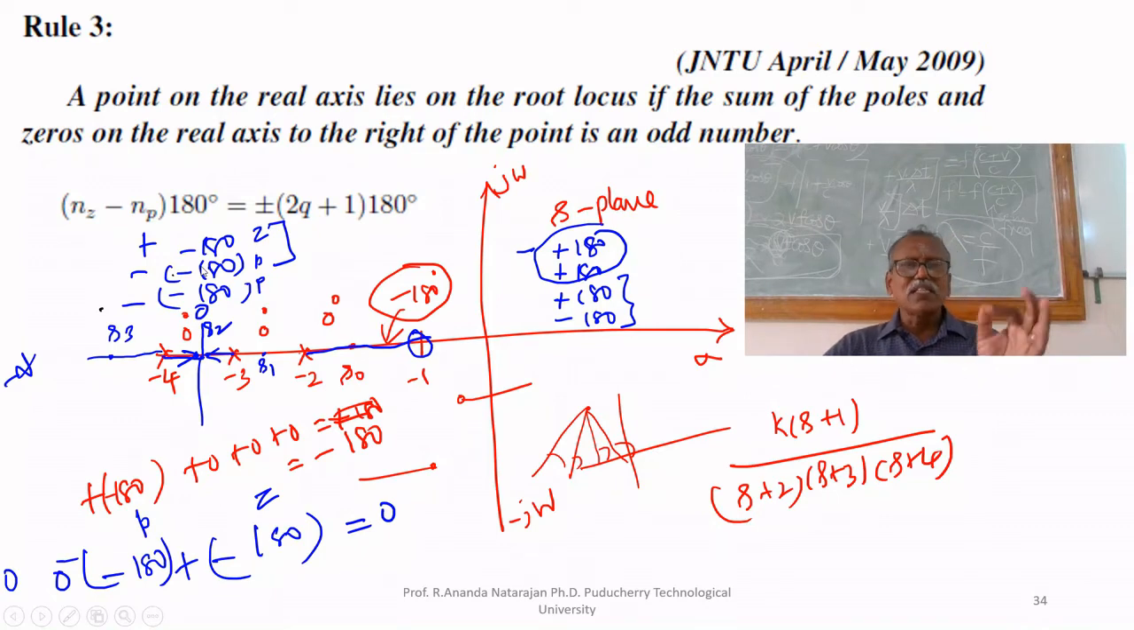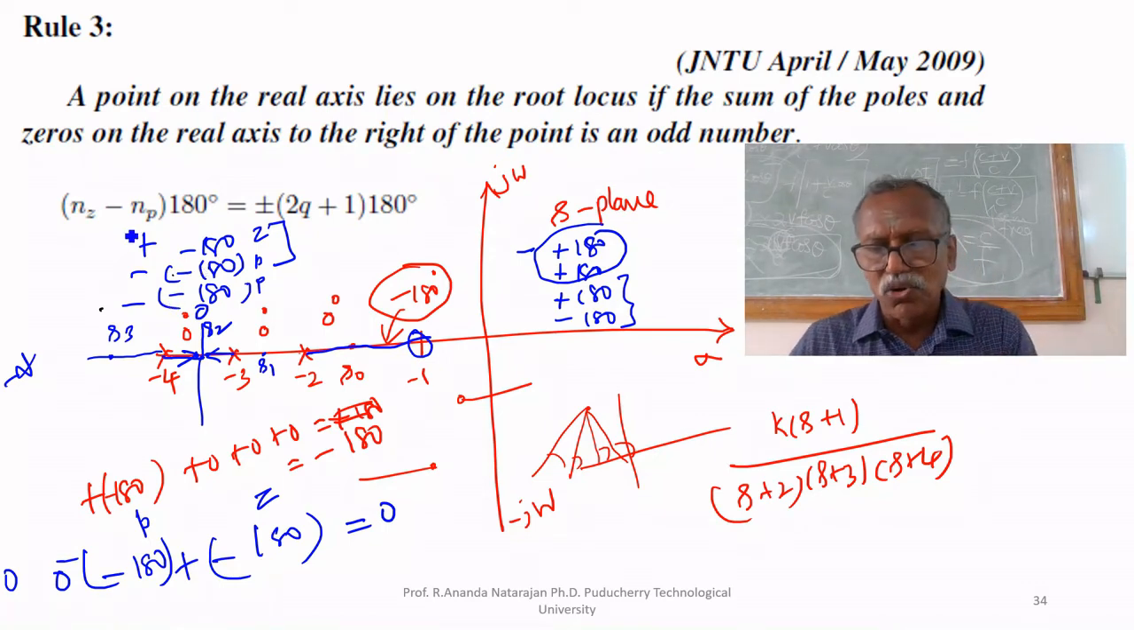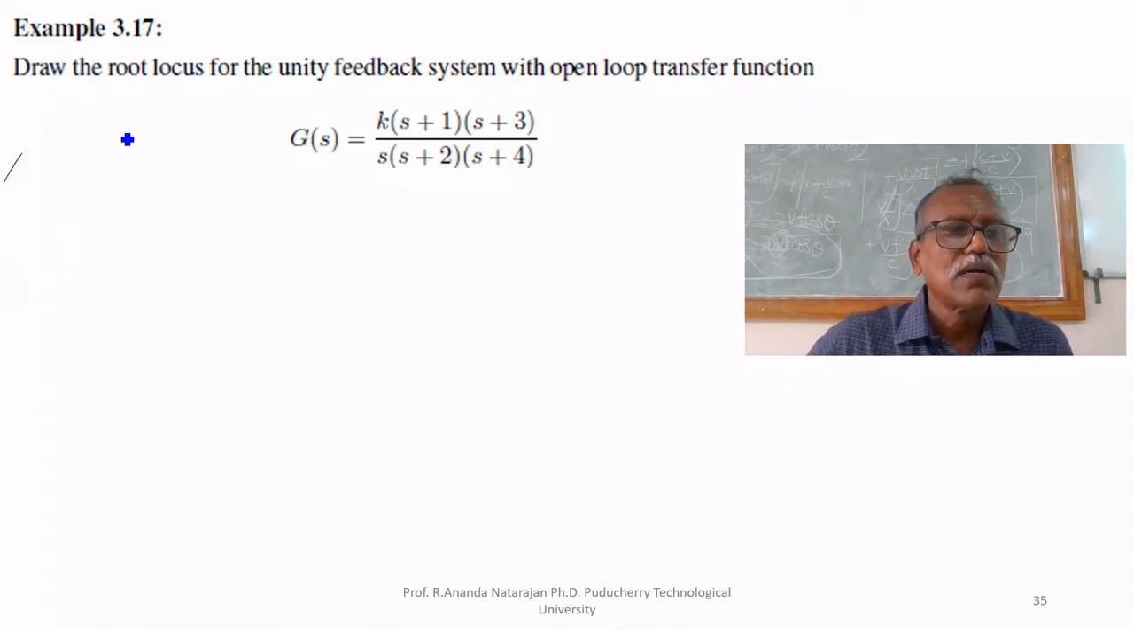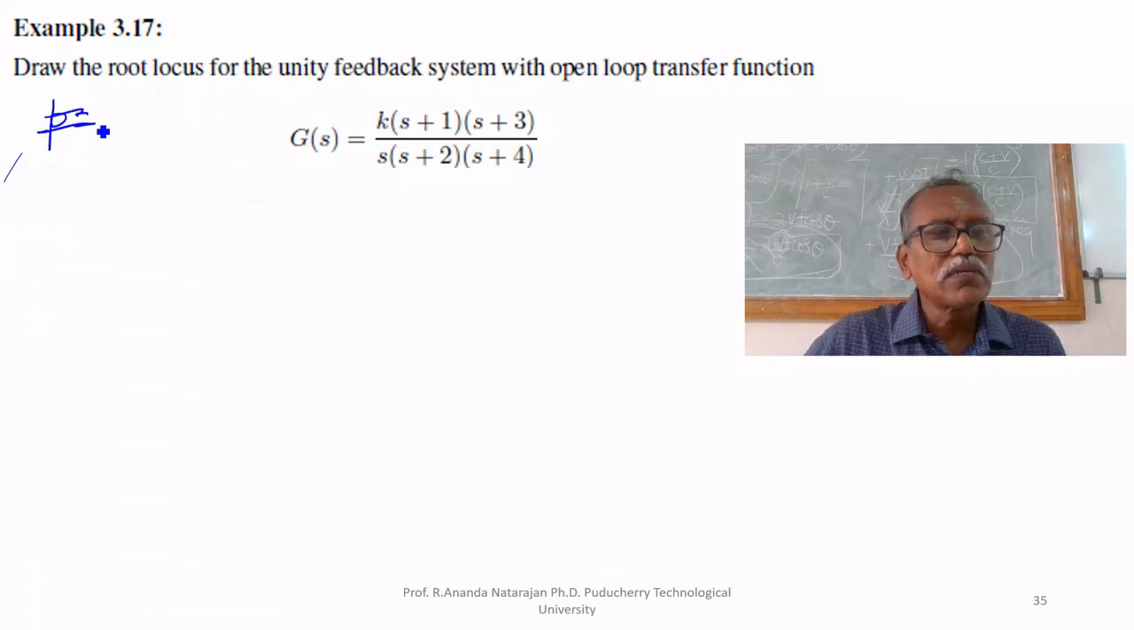So, whether the real axis is on the root locus or not, we check. That is the third rule. Fourth rule: by using 3 rules, we can draw some root locus. Let us draw the root locus for the unity feedback system with the given open loop transfer function. How many branches? How many poles? N equal to 3. How many zeros? 2.